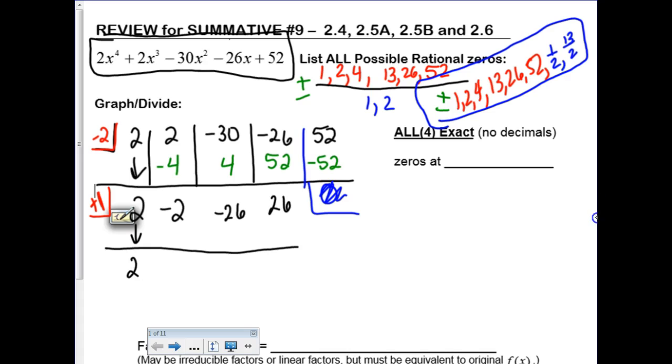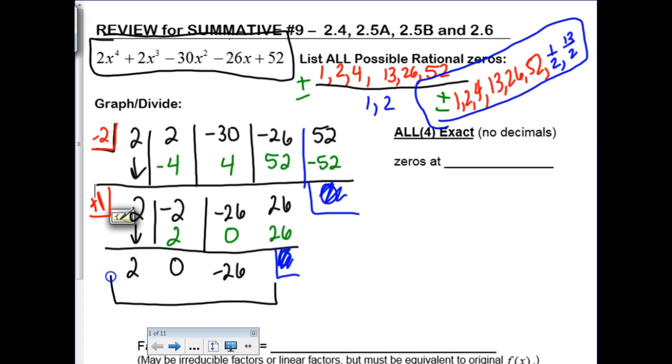All right, 2 times 1. Why do I keep wanting to make that negative? 2 times 1 is 2. And then those add up to nothing. 0 times 1 is nothing. Negative 26 plus 0 is negative 26. And then negative 26 times 1 is negative 26. And again, we get a remainder of 0, which is what we're supposed to get, so that's good. Ignore that remainder. It's not going to be part of my work. But here's what we have left.